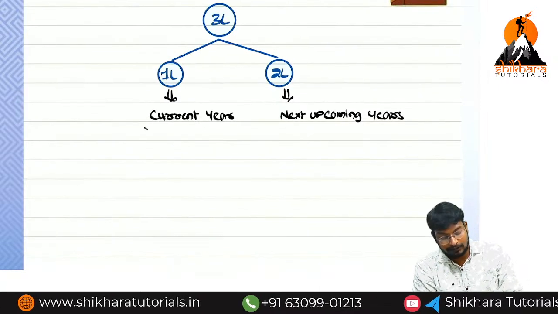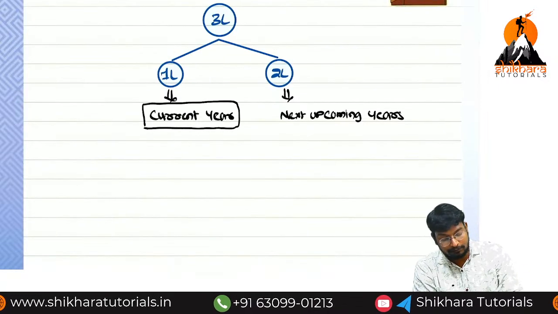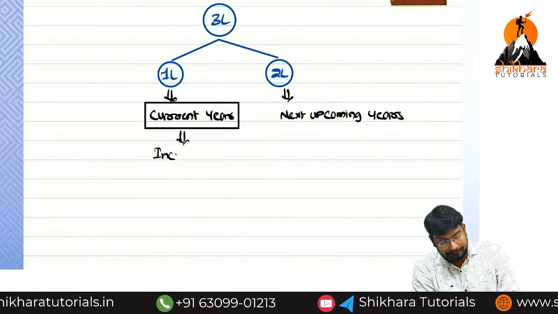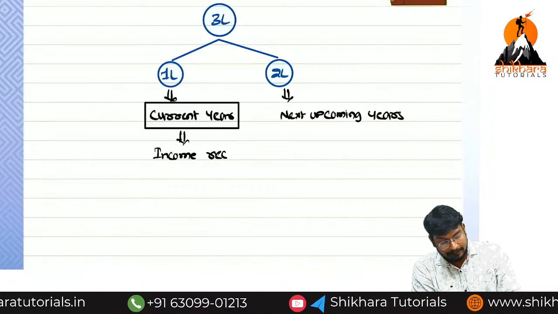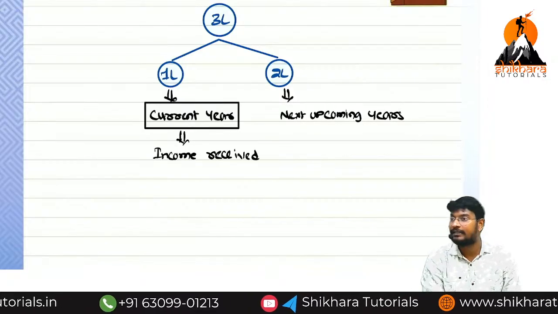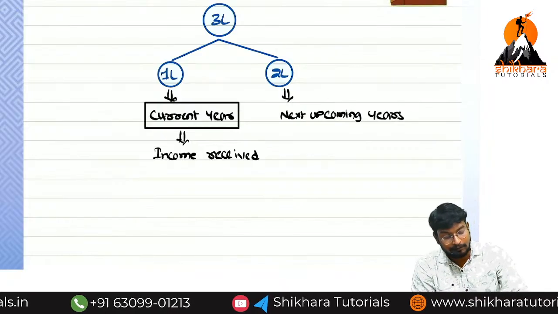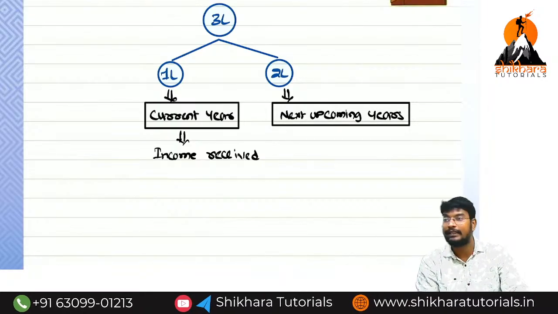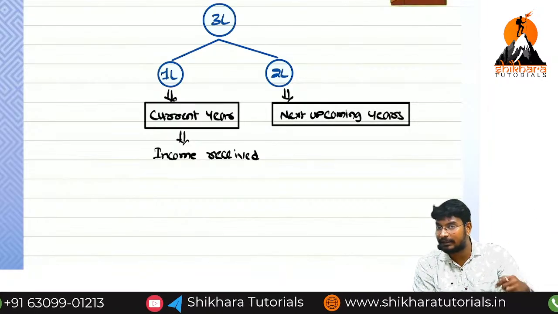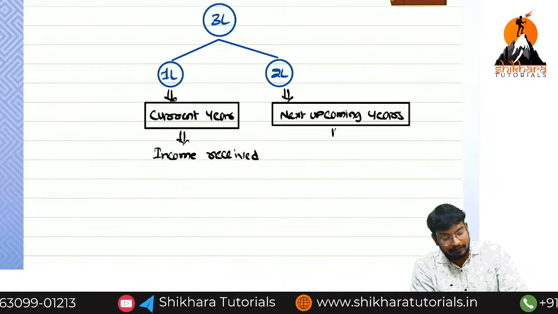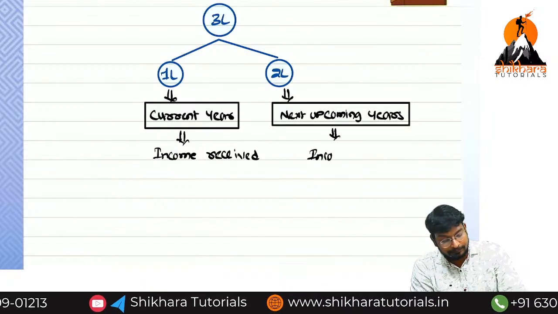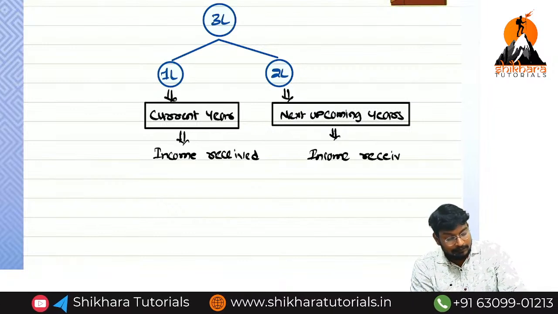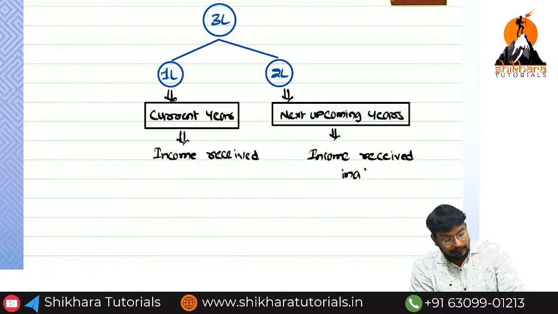So this is related to the current year. What we need to call this 1 lakh is income received. What is the meaning of this? Is it income related to upcoming years or the current year? Upcoming years. So the meaning of this is income received in advance.